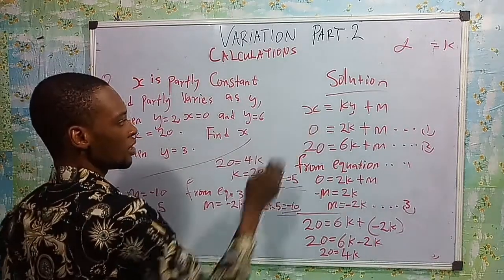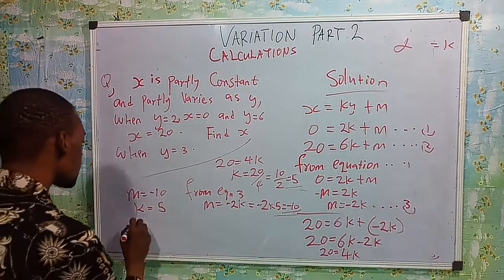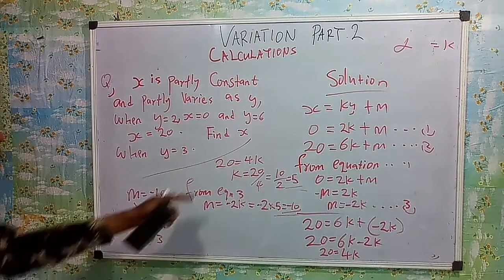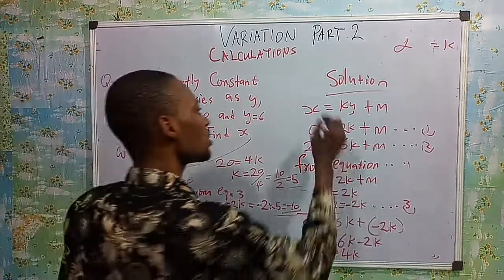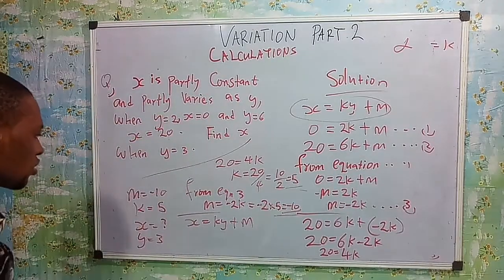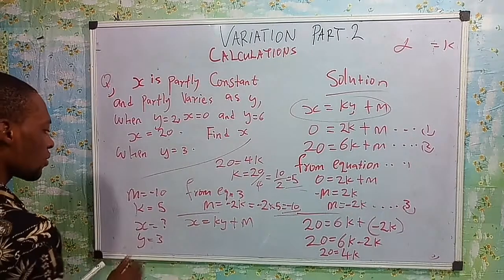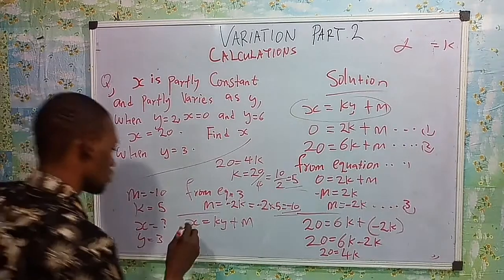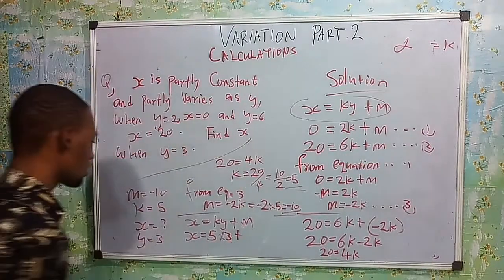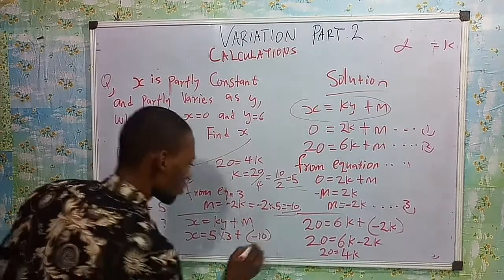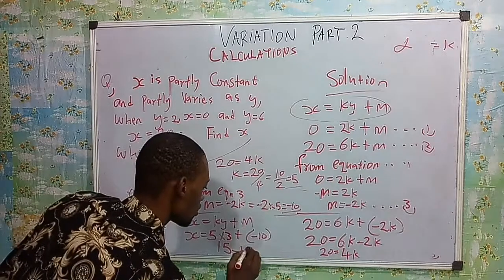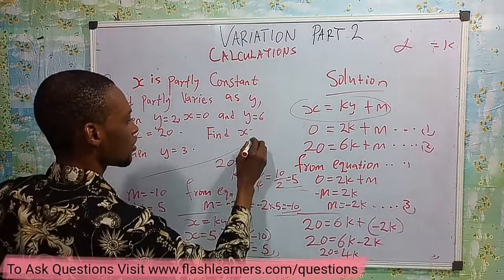So we can now substitute to get the other value, because we are looking for s when y equals 3. To get s when y equals 3, we already have the things we need. So this is the equation: s equals ky plus m. We already have m, we have k, we have y. So we can find s. So s becomes k, which is 5, times y, which is 3, plus m, which is minus 10. 5 times 3 is 15. Plus times minus is minus, so minus 10 plus 15. So s is 5. That is it.